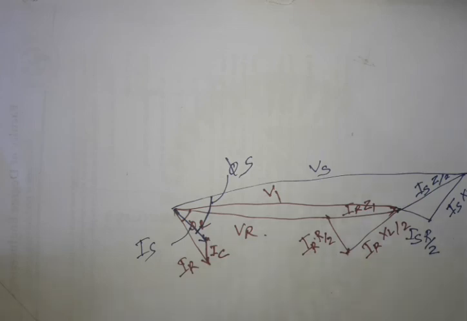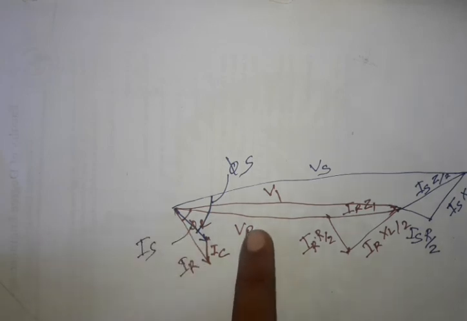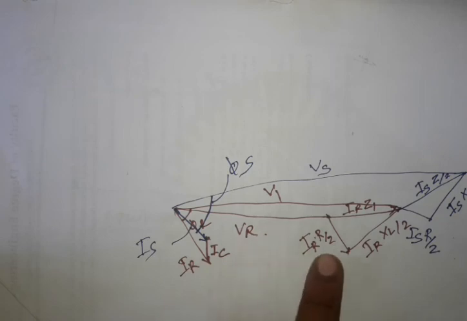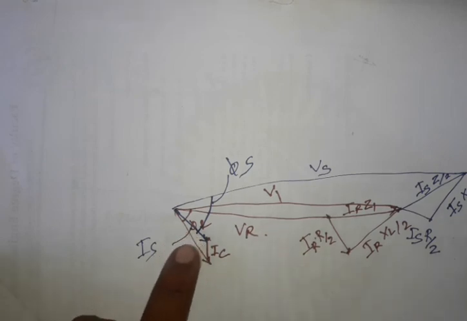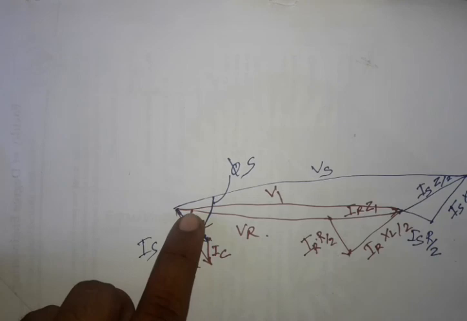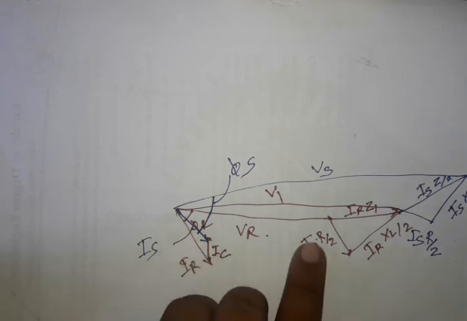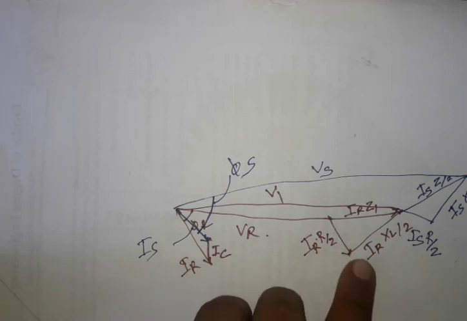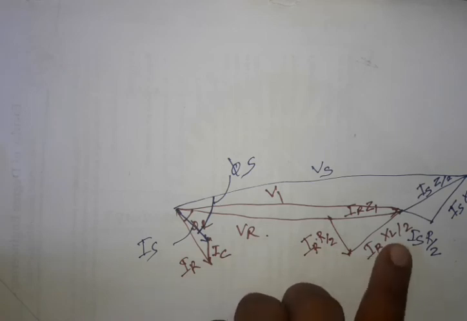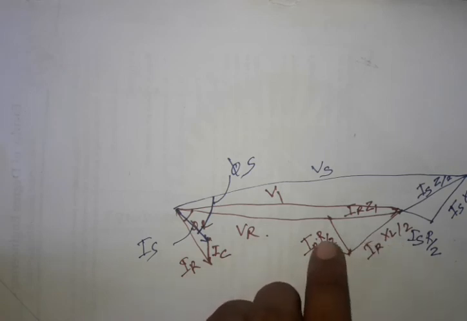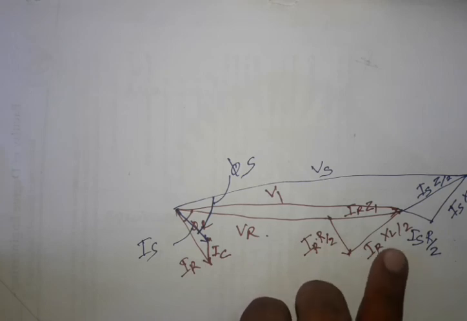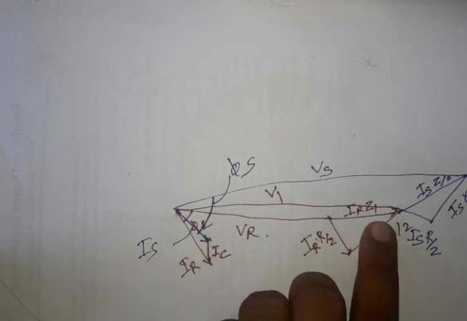Now we revise this phasor diagram because it is a bit difficult. First of all, we take VR as reference, then we draw the current IR at angle phi R from VR. Then we draw parallel to IR the line IR into R by 2, then at 90 degrees to IR, IR into XL by 2. The resultant of these two is IR into Z by 2.